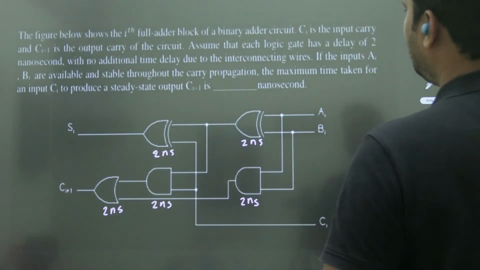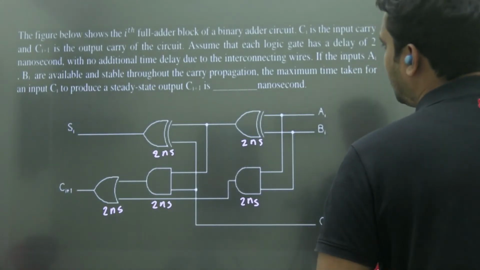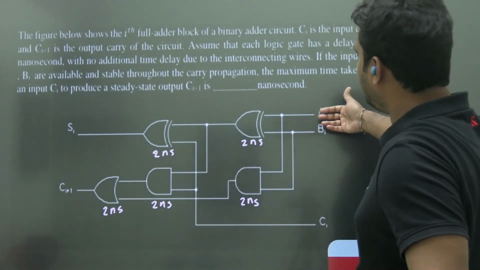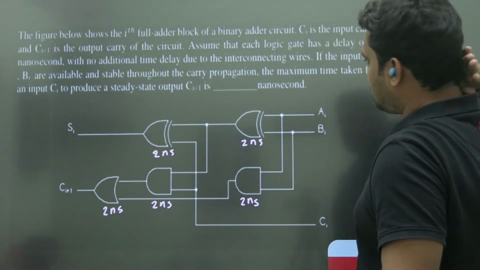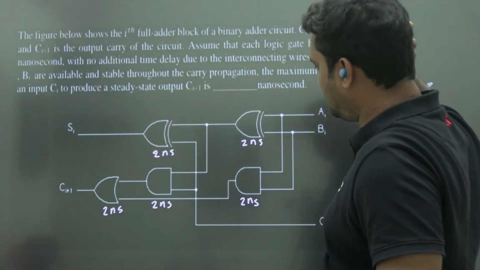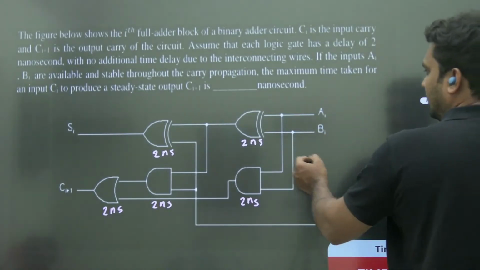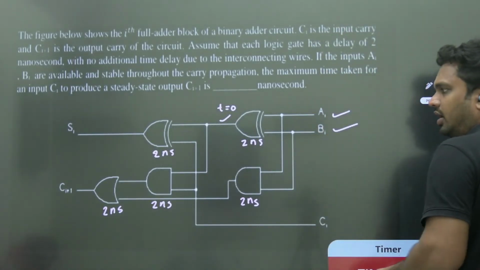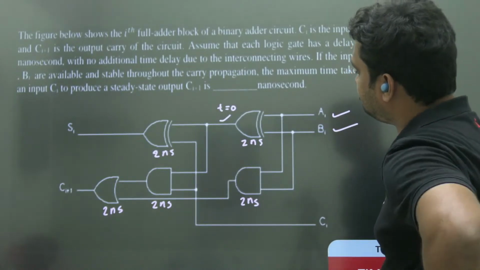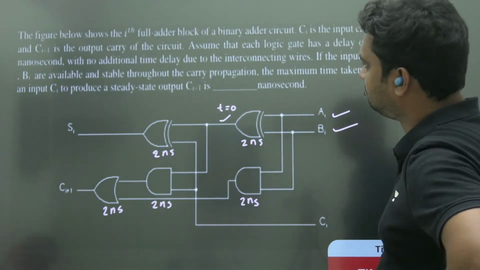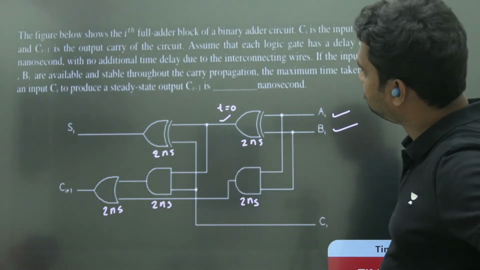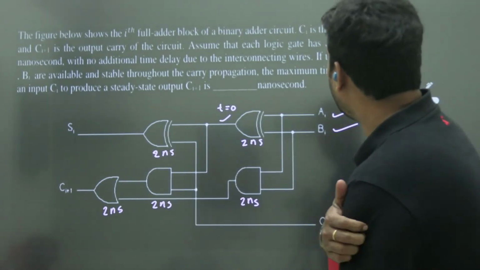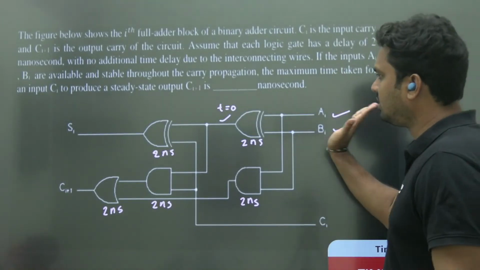With no additional time delay due to the interconnecting wires, and if the inputs A, B are available and stable throughout the carry propagation, what is the maximum time taken for CI to produce the steady state CI plus 1? So already A, B is available and stable before the carry. It is already applied before, and AI and BI are already applied. You should be clear whether they are available before the carry itself or not. Okay, fine. Assume they are already stable and available.